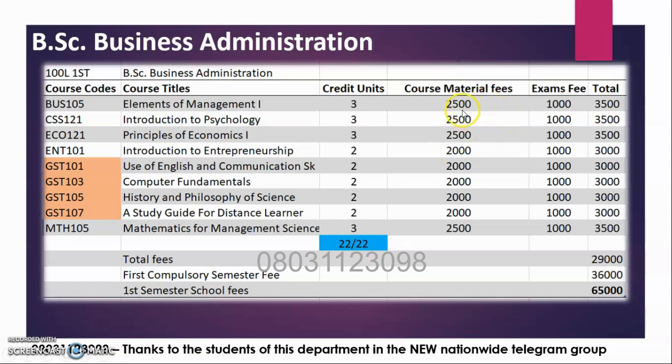Course registration, these are the costs based on the credit units. 3 credit units is 2,005, 2 credit units is 2,000 naira, and then the exam fee is flat 1,000 naira. So you register your courses and then register for exams, and you're good to go. And the cost of doing all this is 65,000. Your first compulsory fee is 36,000. From second semester onwards, it will be 18,000, no longer 36. That's how it works now.